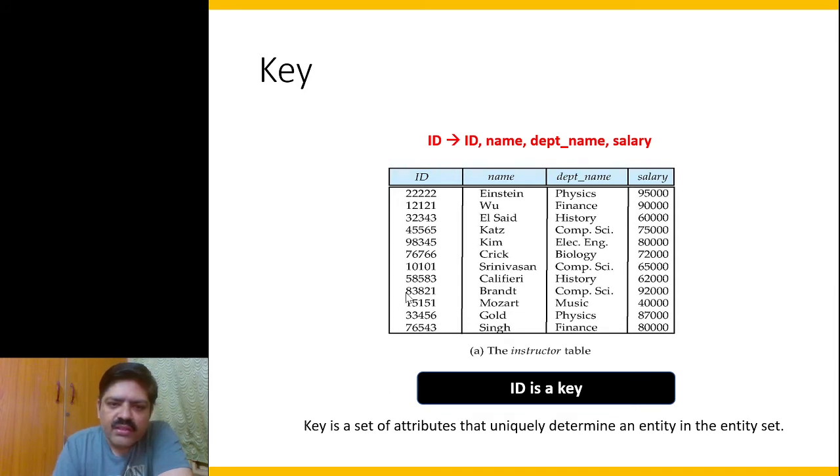Okay, so in the instructor table, we saw that ID uniquely determines all the attributes of the table, including itself. In such cases, we call those attributes keys. So ID is a key and it uniquely identifies all other attributes in that relation.